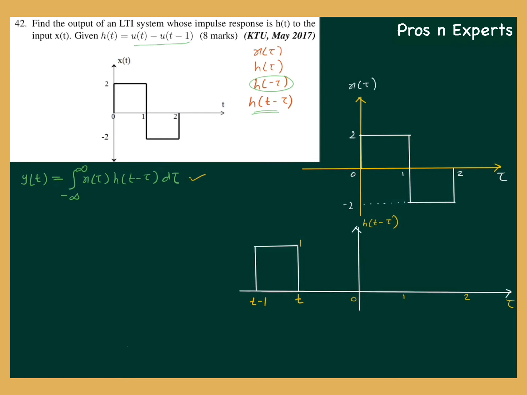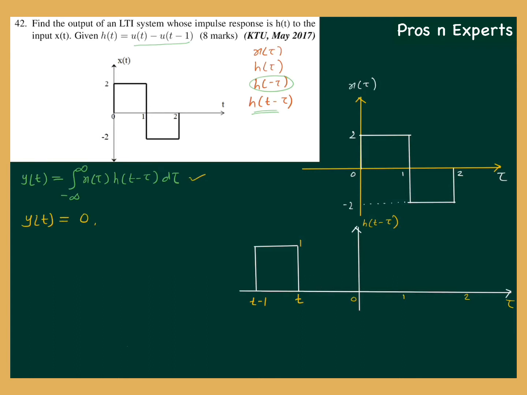So in this condition, when t is very negative, that means this signal is shifted to the negative axis. What is the product of x of tau and h of t minus tau? It should be 0, because this signal is multiplied by 0 in this axis. So initially you can say y of t is going to be 0.